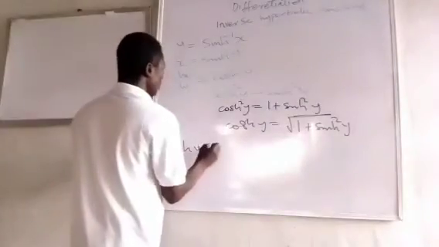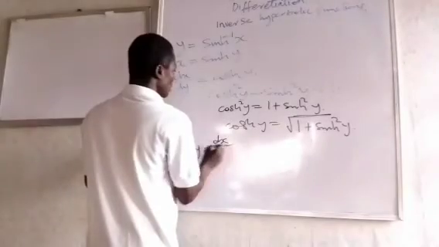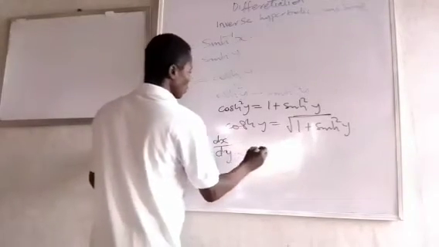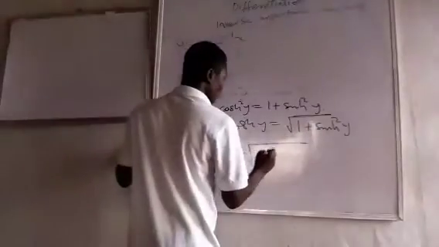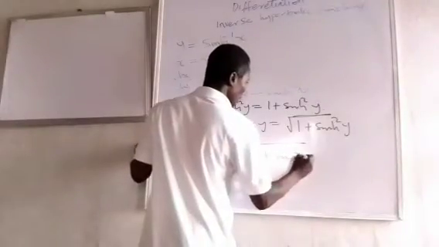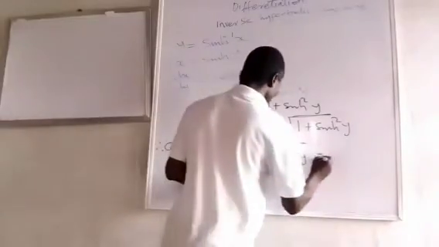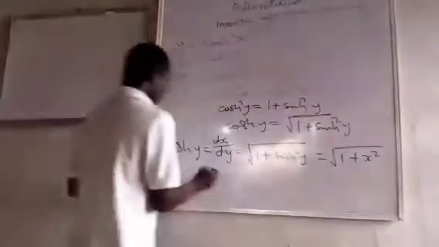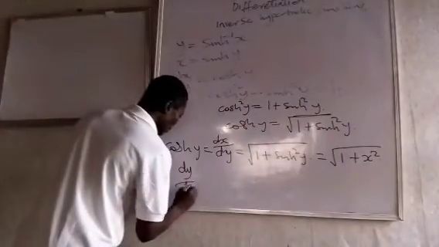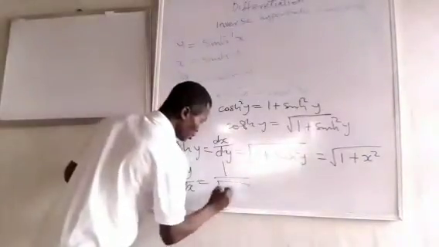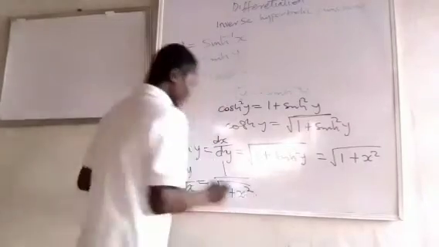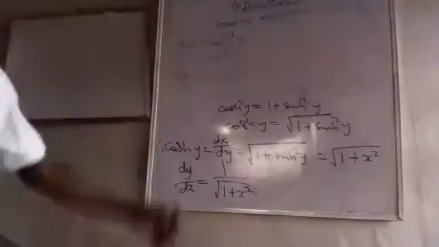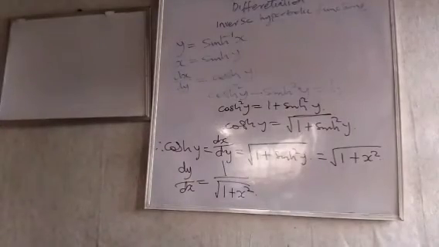Therefore, cos y, which is the dx dy, is equal to square root of 1 plus sine square y. You get it? Which is square root of 1 plus x squared. So dy dx is equal to 1 over root of 1 plus x squared. So you can see the similarity with that of the trigonometry. Only that one has negative, minus sign. Now let's look at that of cos.